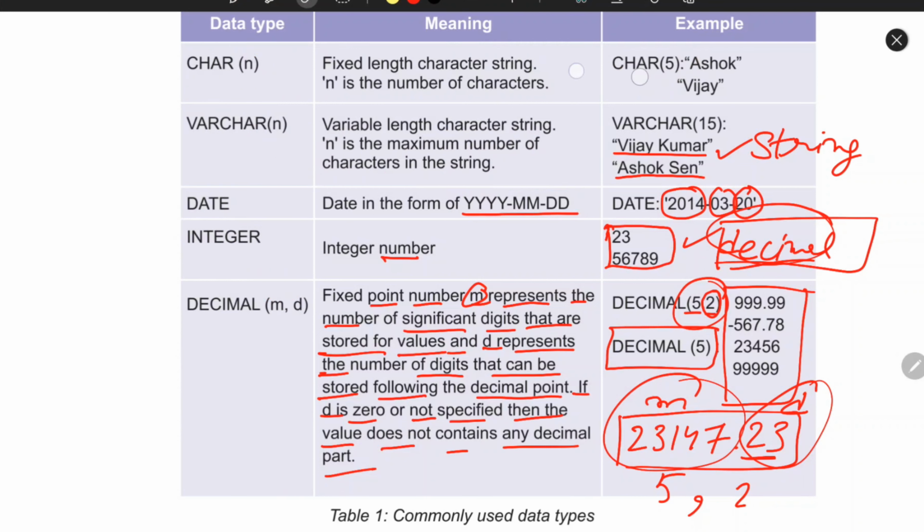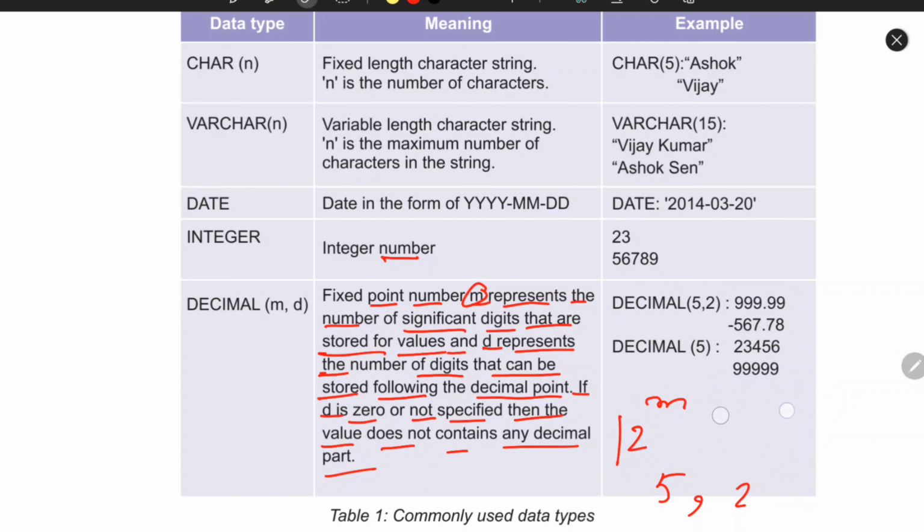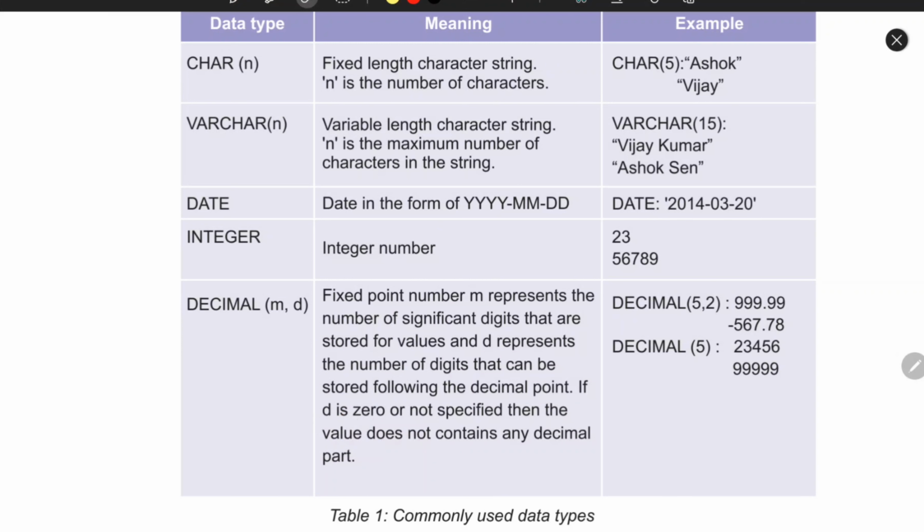Besides these we have a lot of other data types in MySQL, but most probably these are the ones used. That is why I have made this video, so that you can understand at least the basic data types of MySQL. The first 4 are very simple, and this one is quite a little tricky.